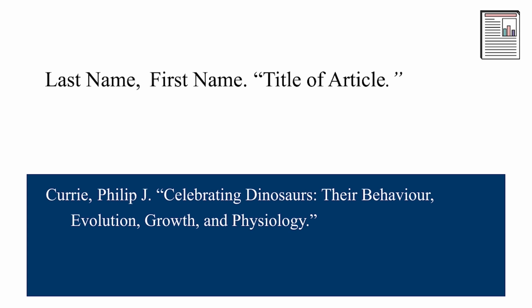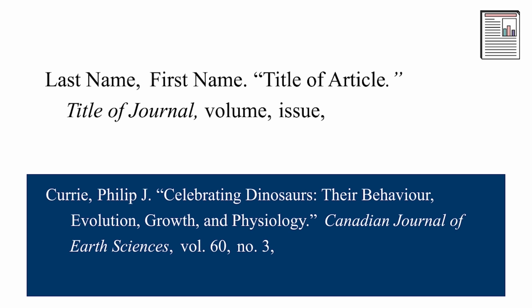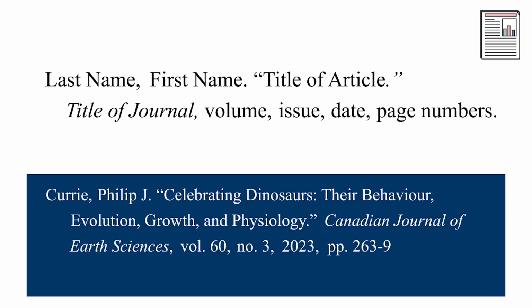Then we describe container 1, the journal. Title of journal in italics, comma, volume number, comma, issue number, comma, date, comma, page numbers, period. The citation continues following the title: Canadian Journal of Earth Sciences in italics, comma, volume 60, comma, number 3, comma, 2023, comma, pp. 263-93, period.